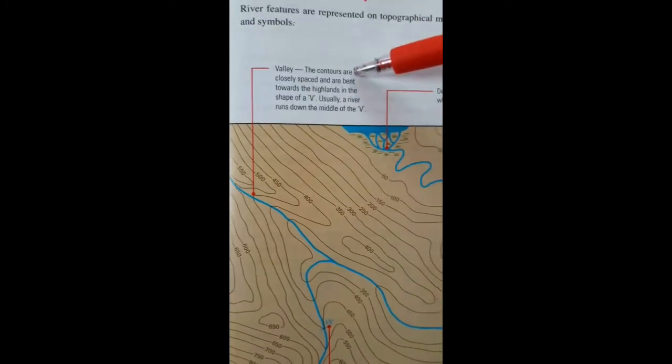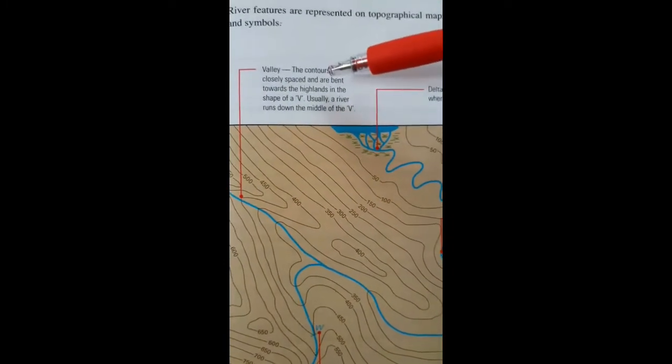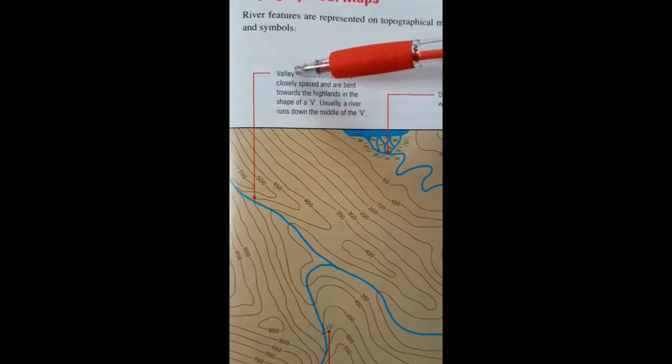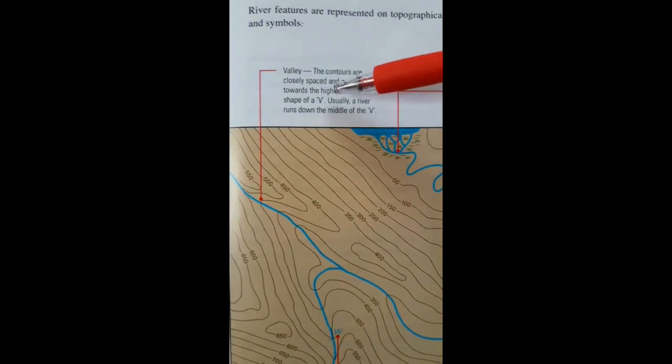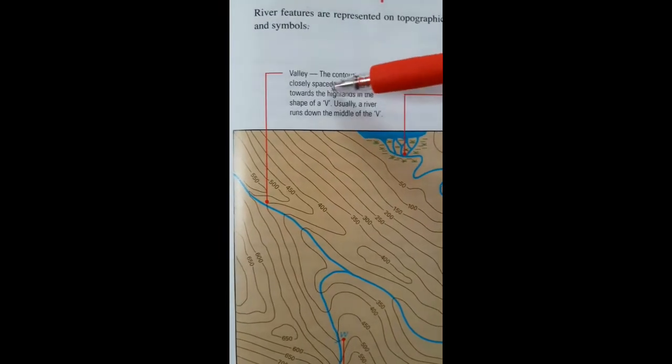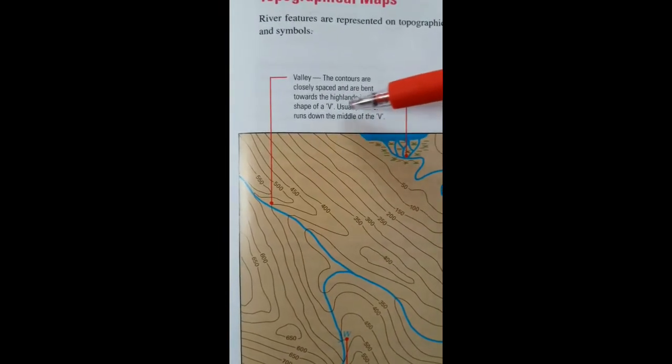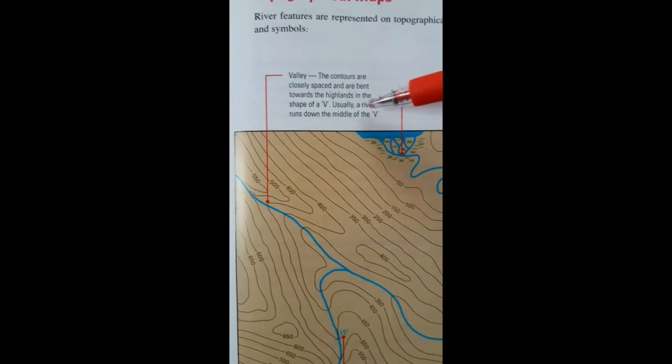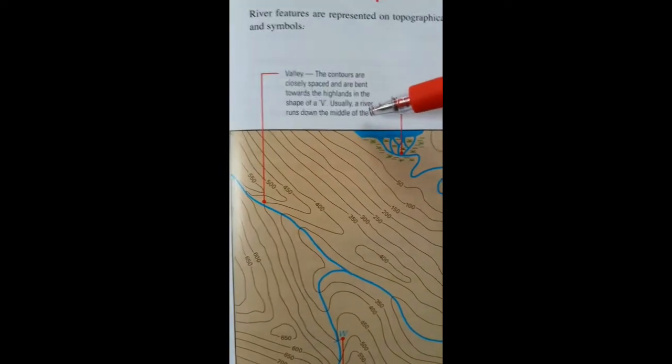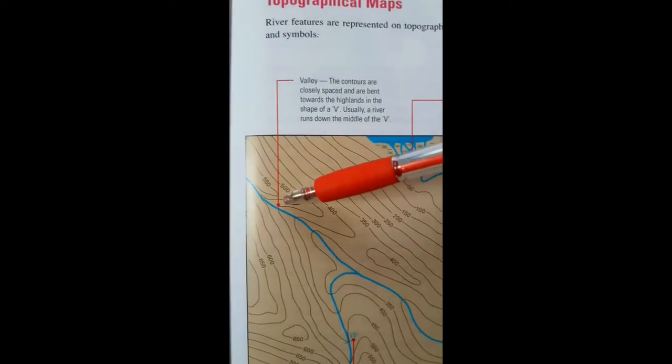Alright class, let's proceed to the contours of a valley. The contours are closely spaced and bent towards the highlands in the shape of a V. Usually, a river runs down the middle of the V, like this one here.